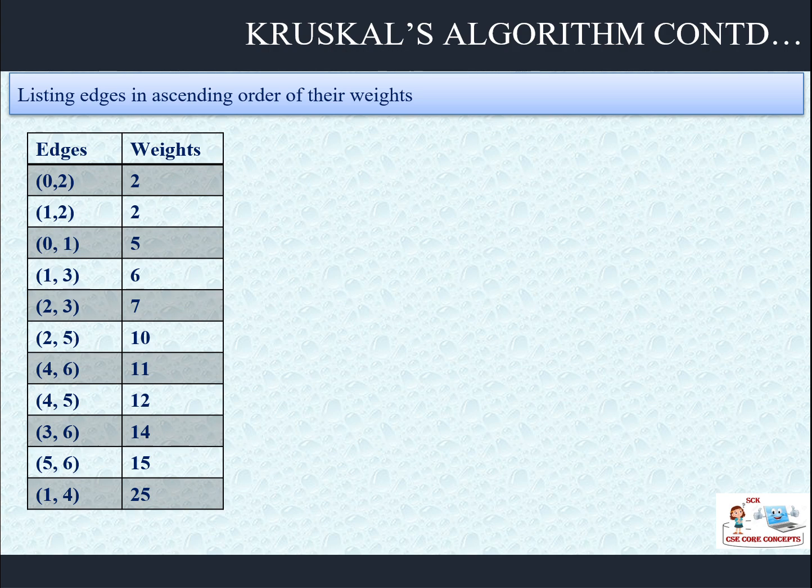Now we are going to pick up one edge and add it to our spanning tree only if it does not form a cycle. Let me explain how. Let us first pick up the first edge, 0 to 2. Since nothing is there, it is the initial state, so obviously I am going to put this. So 0 to 2 will be added to my spanning tree.